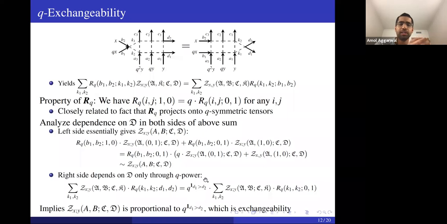to the indicator event that D1 is bigger than D2. Okay, so that basically tells me that this weight, this sort of Q symmetrized weight, Z of XY of ABCD, is proportional to this power of Q, which is exactly the exchangeability statement.